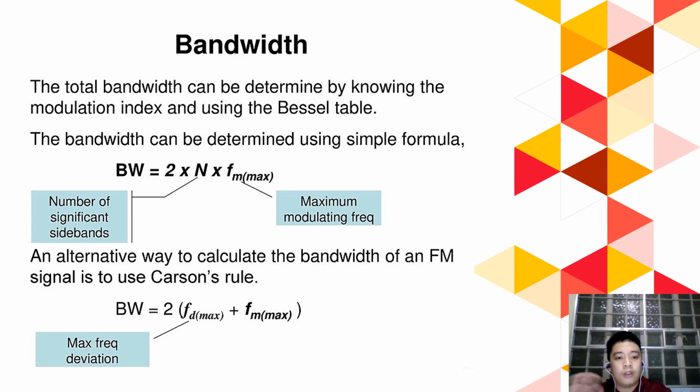An alternative way to calculate the bandwidth of an FM signal is to use Carson's rule, wherein BW is equal to 2 times the quantity delta F max plus fm max.